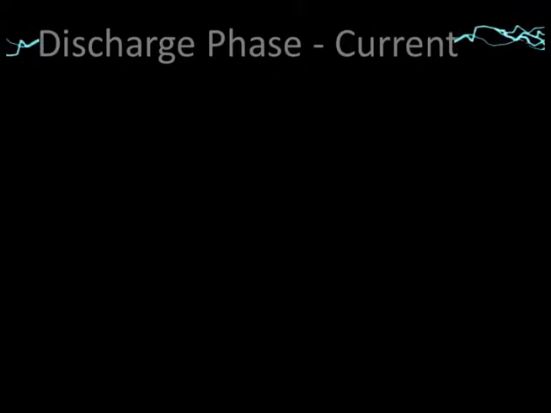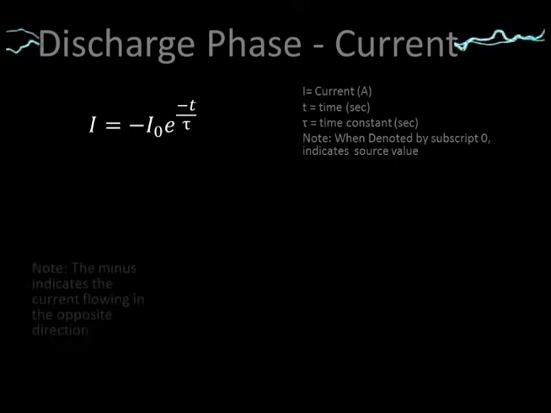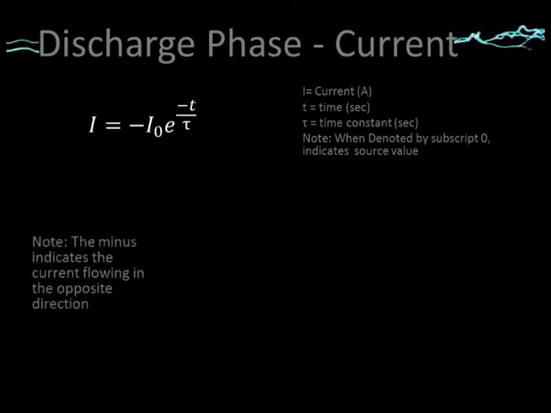For the current during the discharge phase, it is the same as the charging phase, except the current is negative. This is to indicate that the current now flows in the opposite direction than during the charging phase.